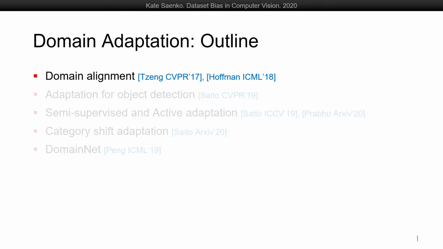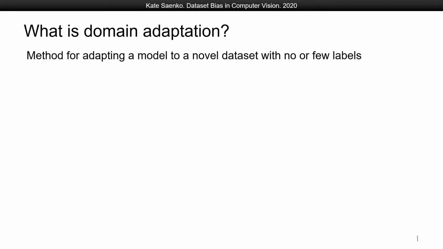So let's start by talking about the main approach that I'll focus on, and that is domain alignment. So this is still a fairly dominant technique in domain adaptation. So before I get into that technique, let's just again formally set up what is domain adaptation. It's a method for adapting a model to a novel data set with no or few labels in that novel data set.